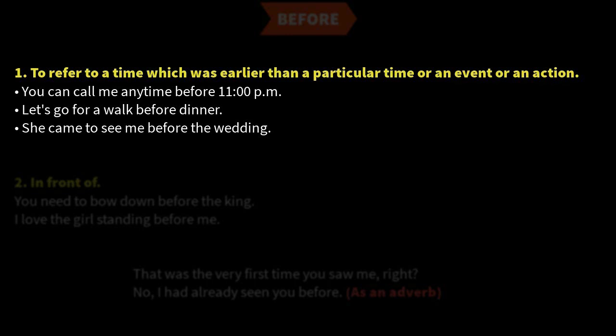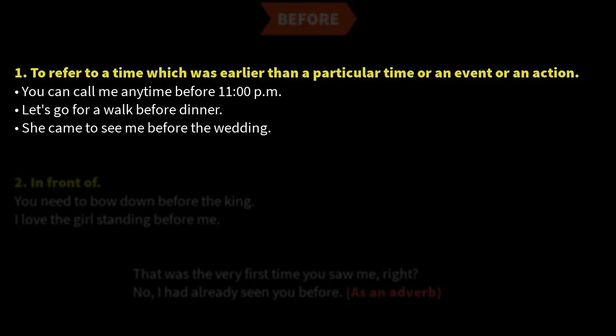But if I say before we eat dinner, in that case, it will not be a preposition, it will be a conjunction. So your preposition should not be followed by a complete sentence. If that does it, it will be a conjunction, not a preposition. Alright? Let me show you one more example.